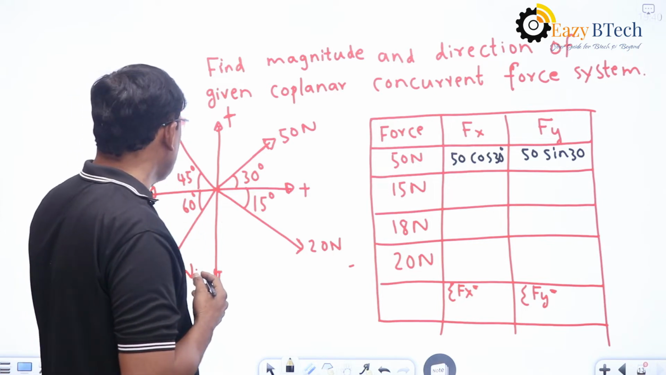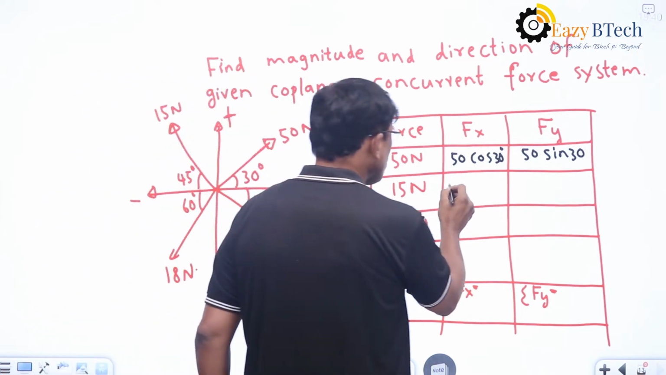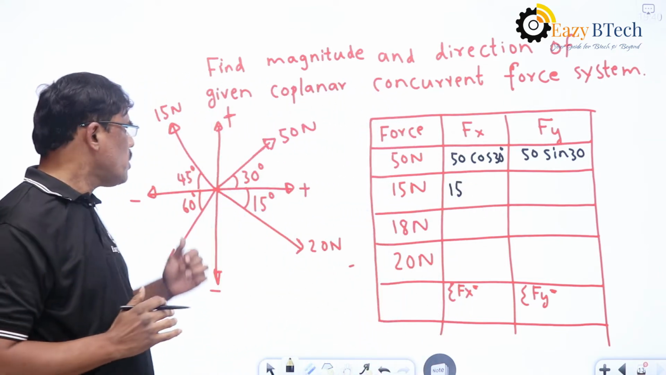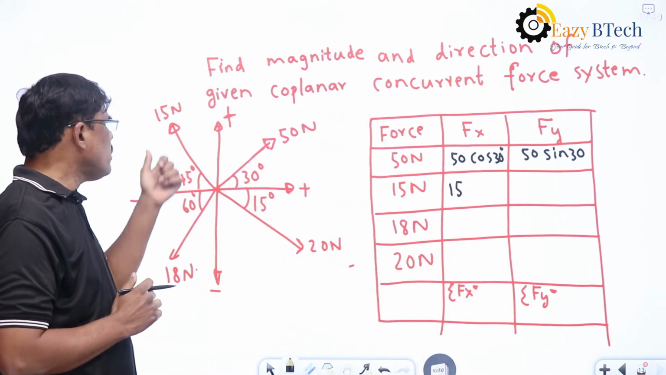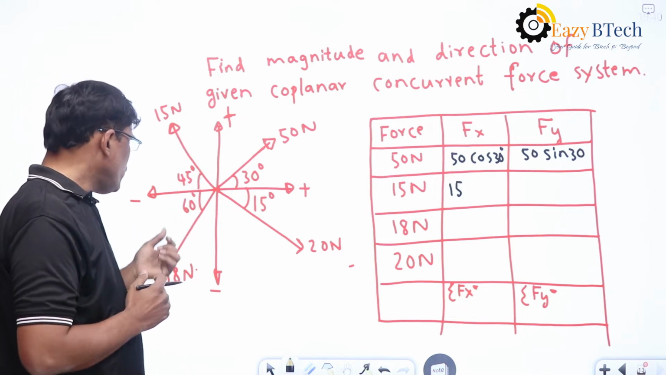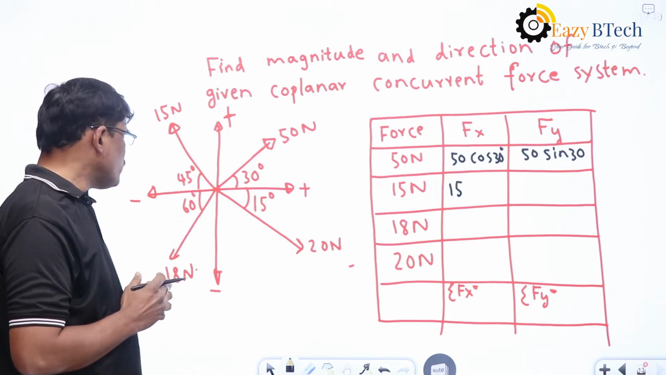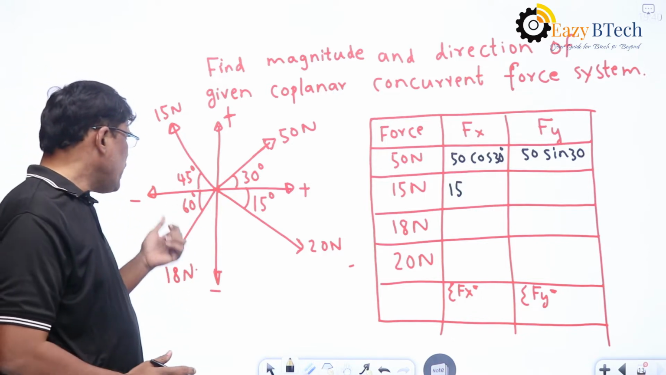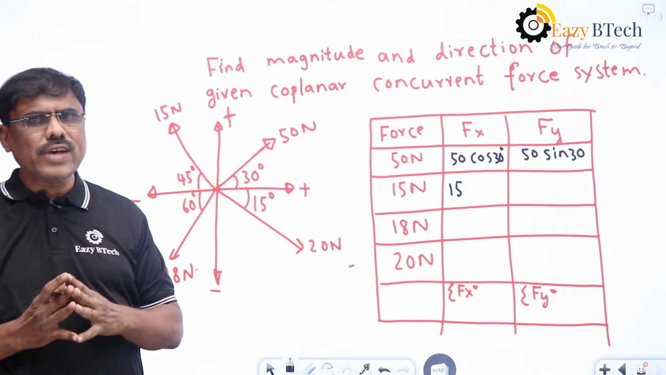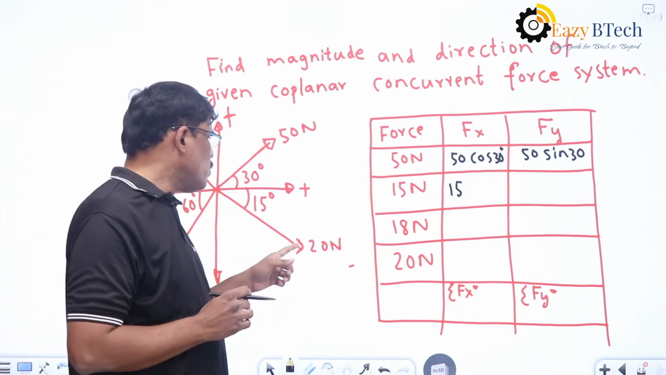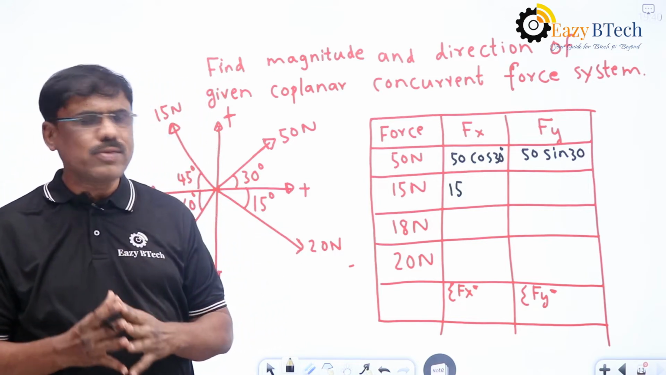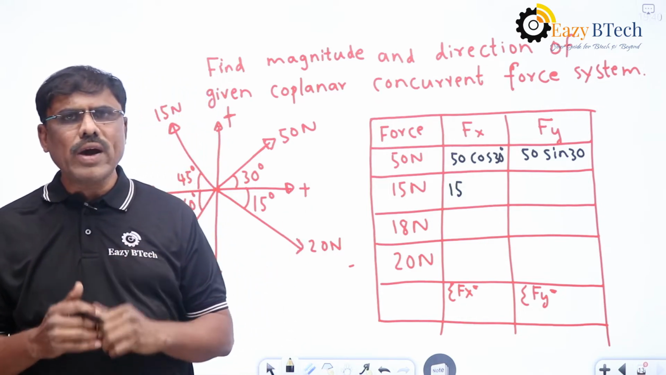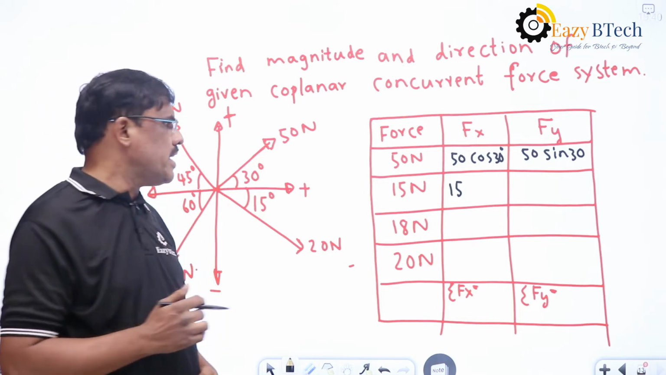Similarly, the 15 newtons is making an angle of 45 degrees with the x-axis, so it is 15 cos 45 and 15 sin 45. If you take the 18 newtons, it is making an angle of 60 degrees, so 18 cos 60 degrees and 18 sin 60 degrees. And 20 newtons is making an angle of 15 degrees with the x-axis. The x component is 20 cos 15 degrees and the y component is 20 sin 15 degrees.